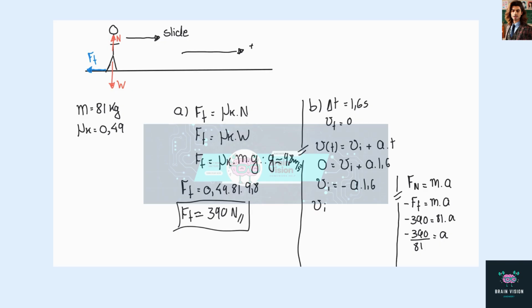Then, the initial velocity equals 390 times 1.6 divided by 81. What happened to the minus sign? Well, there is a minus sign here and a minus sign here. A minus sign times a minus sign is a plus sign. This is why the minus sign doesn't appear here. And then the initial velocity is approximately 7.7 meters per second. And this is the answer for the second item.